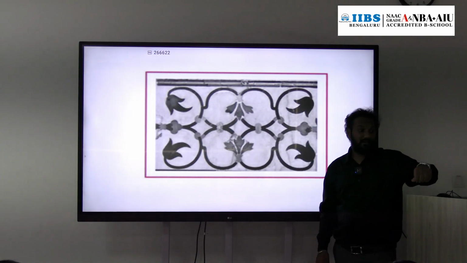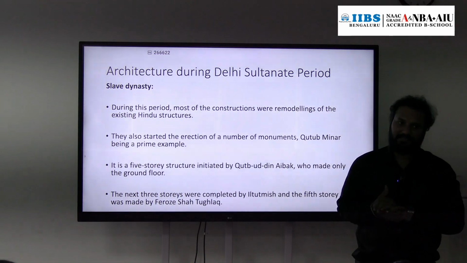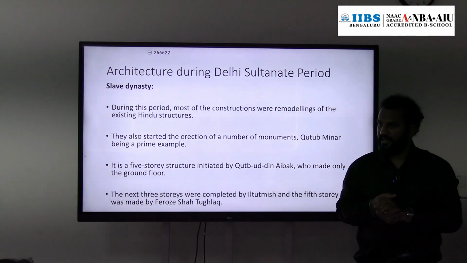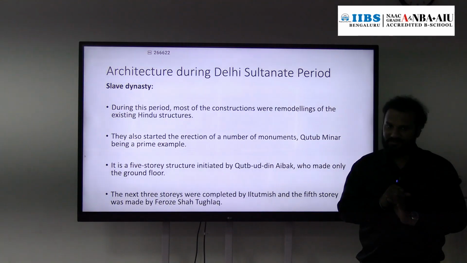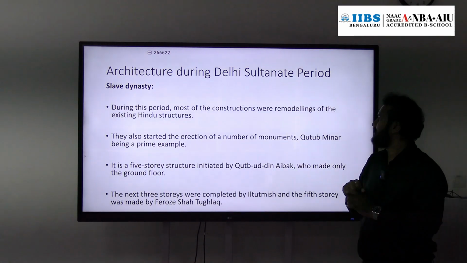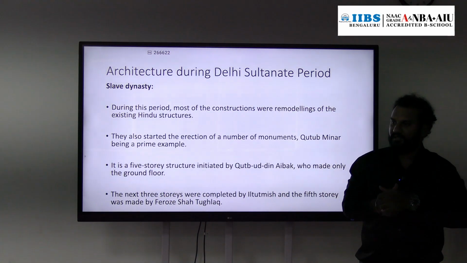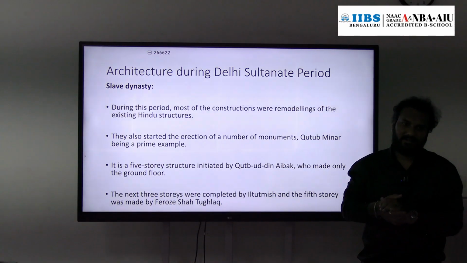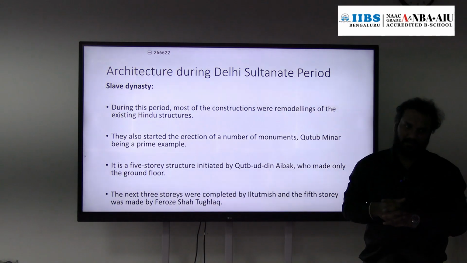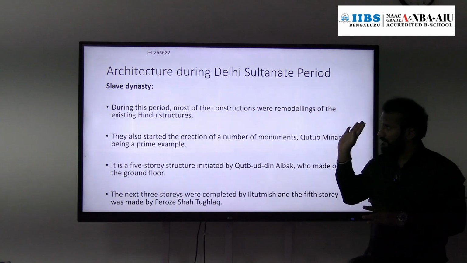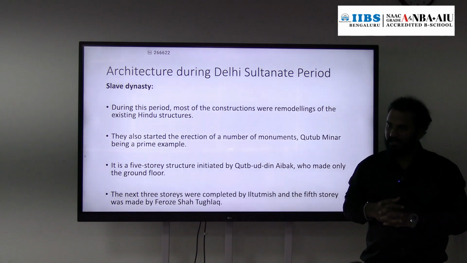Now we will discuss architecture development during the Delhi Sultanate. As you know, Delhi was ruled by the Delhi Sultanate. There were 5 dynasties that come under the Delhi Sultanate period: the Slave or Mamluk dynasty, then Khilji, Tughlaq, Sayyid and Lodi. They contributed to the architecture, and in these 5 dynasties we find more Indo-Islamic architecture.